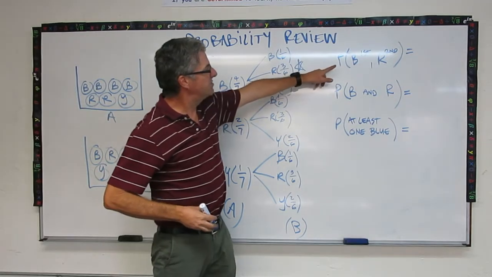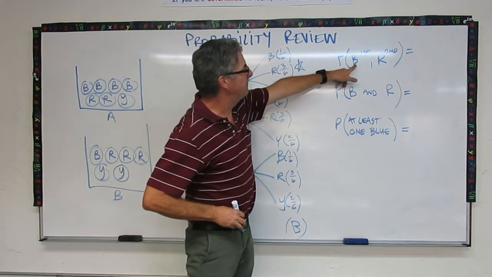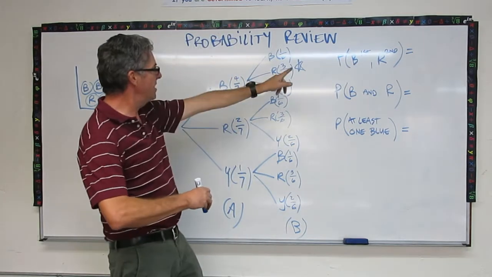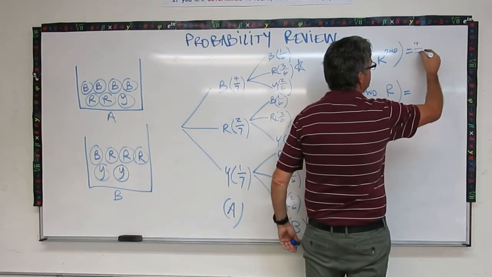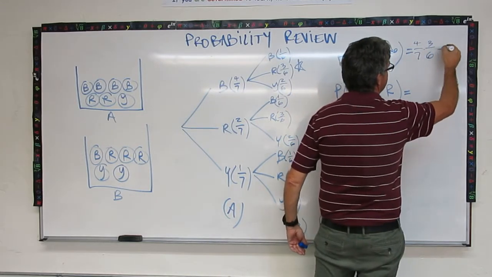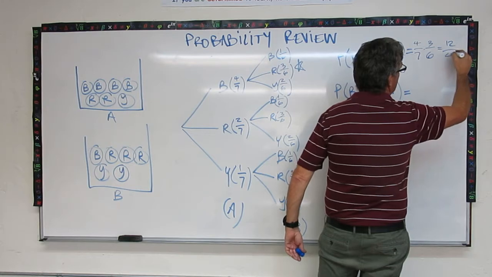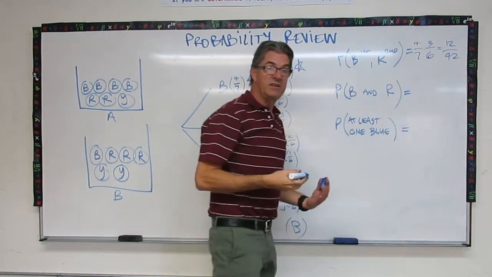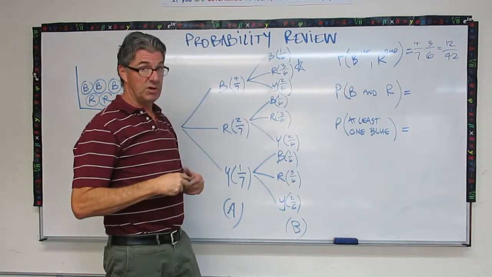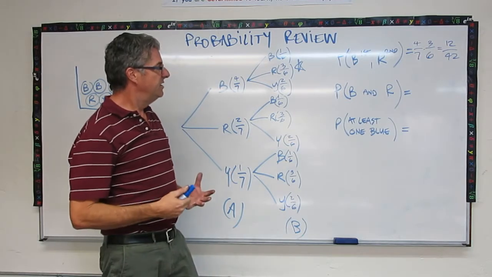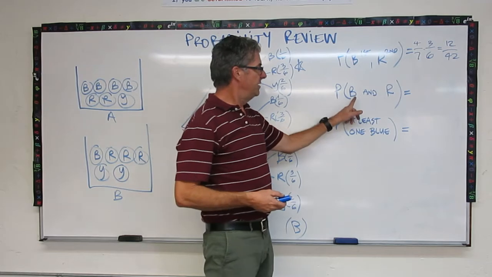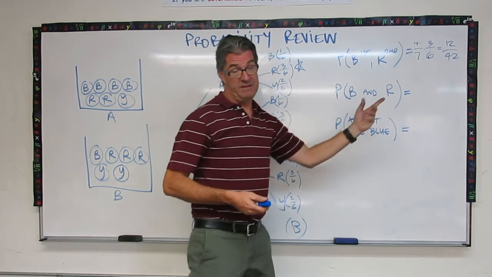So let's look at that first probability. What's the probability of getting blue first, red second? We multiply our branch. This is 4/7 times 3/6. That's going to be 12/42. Now you can apply your calculator and find out what the decimal or the probability, the percent chance of that happening really is.